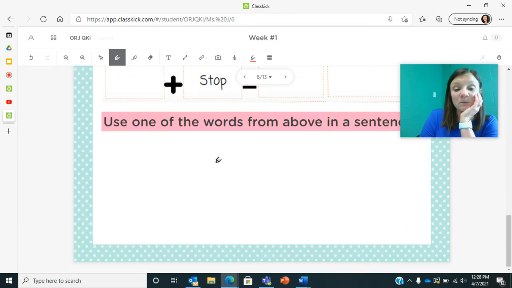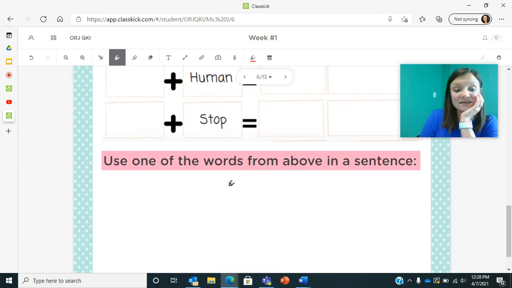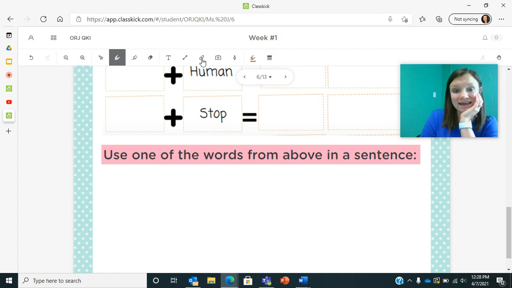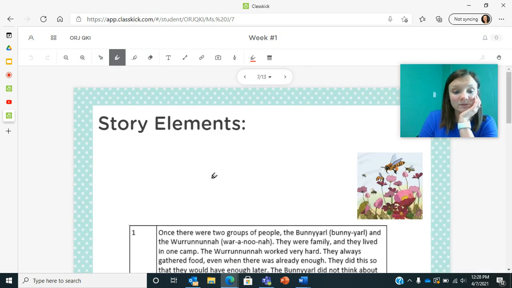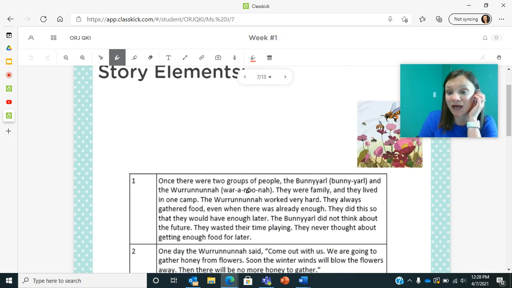And then at the bottom, you're going to use one of these non-words in your own sentence. And then you'll skip over to slide number 7, where you will start learning about the story. We're going to be reading a new story. So click on that video up here to work with me again.